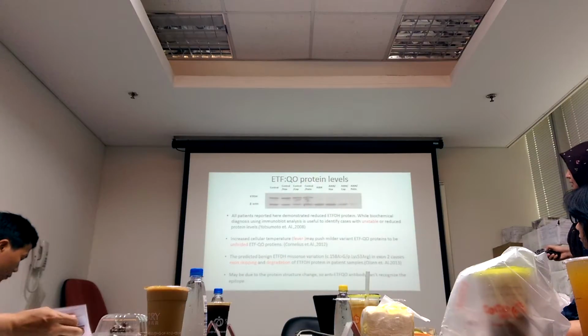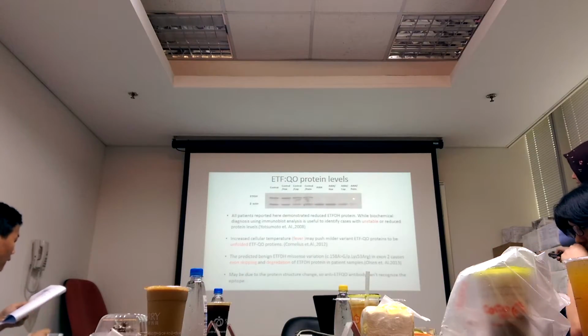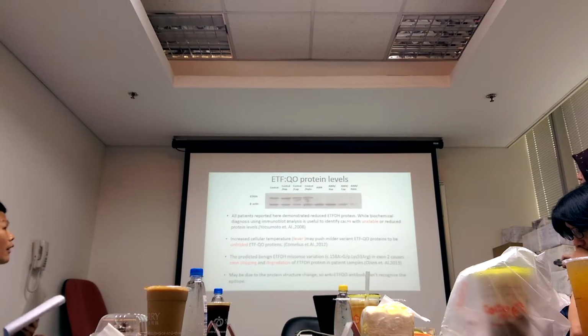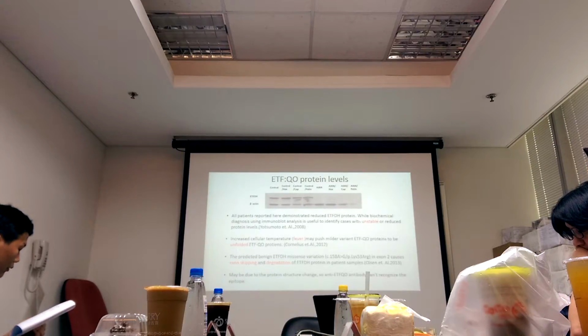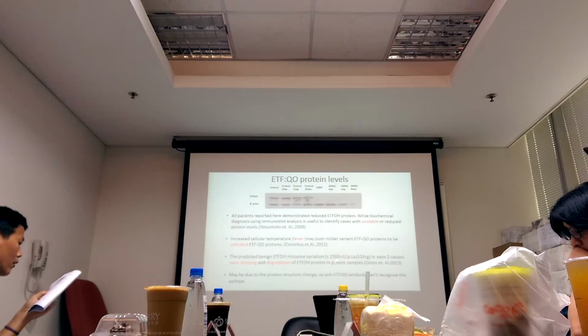Next, about the ETFQO protein levels. We rarely detect ETFQO protein in our patients, so maybe the ETFQO protein is unstable. That could mean it is modified, as in 2008, or that the protein unfolds by heating, because before the Western blot we heat the samples to denature the cells. So maybe the fever makes it unfold. Another paper shows that this mutation can cause exon 2 skipping. That one is a different mutation, not the same as in this study. Maybe it is due to a protein structure change, so the anti-ETFQO antibody cannot recognize the epitope.